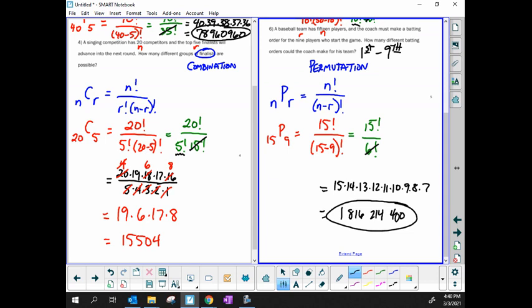Okay, so again, these numbers get really big really fast. And a permutation and combination is going to help us figure out how many different ways that smaller group can be chosen from that larger group.